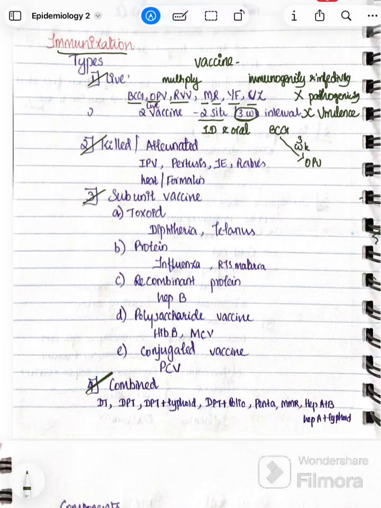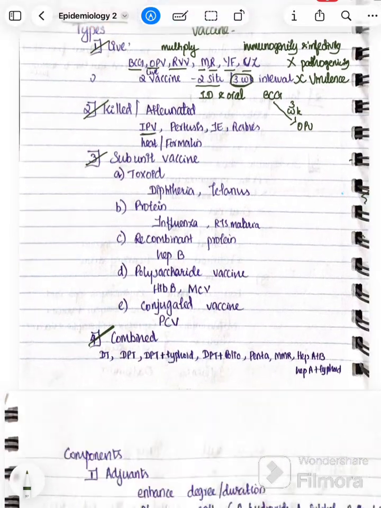And comes the killed vaccine or inactivated vaccine. So the organism is already killed, and it is inoculated into our body to produce immunity. We have inactivated polio vaccine, pertussis vaccine, Japanese encephalitis vaccine, and rabies vaccine. So here, to inactivate the microorganism, they use heat or formalin.